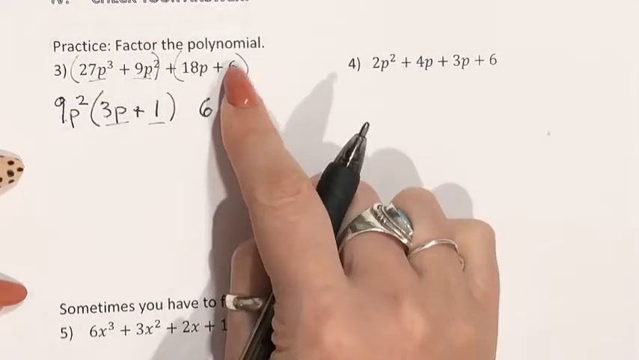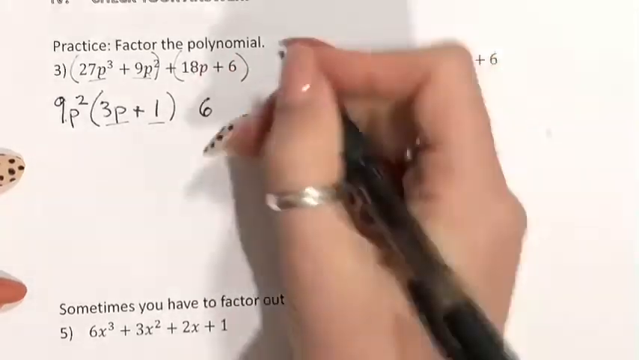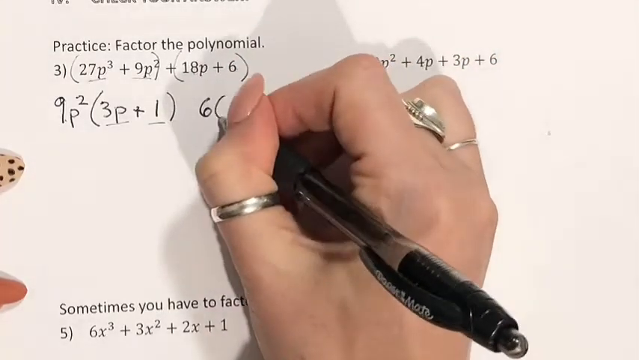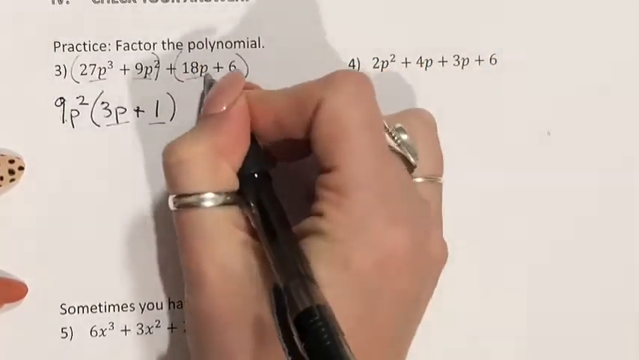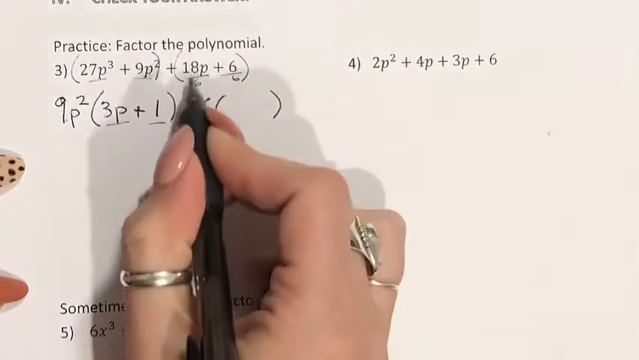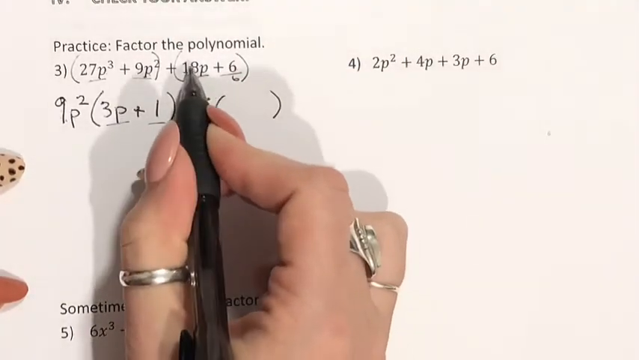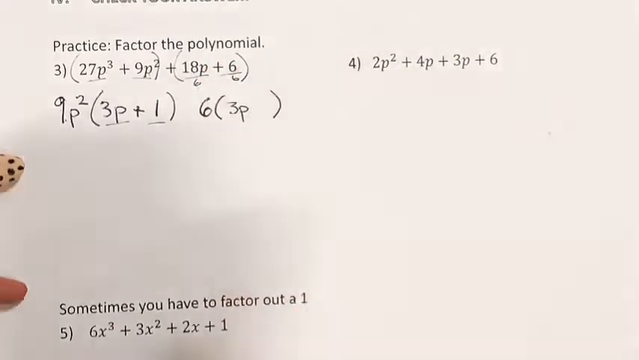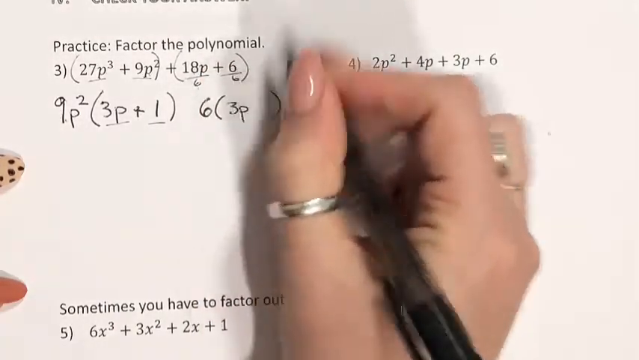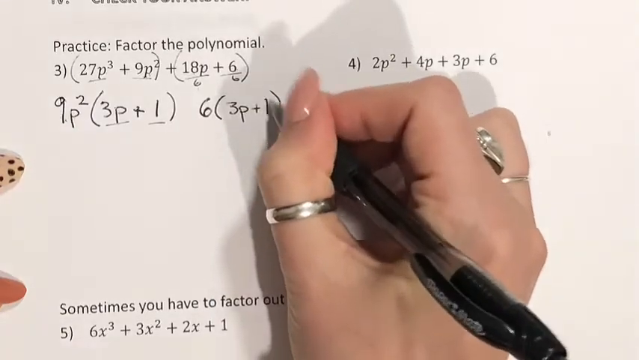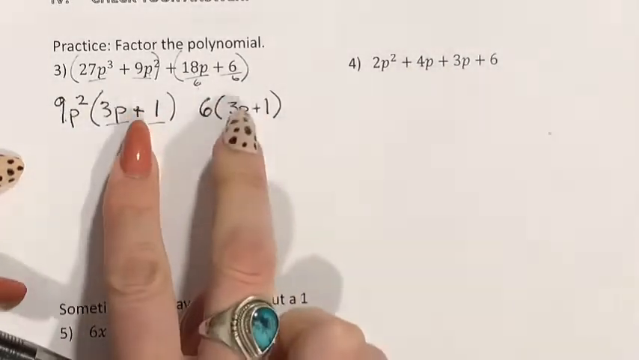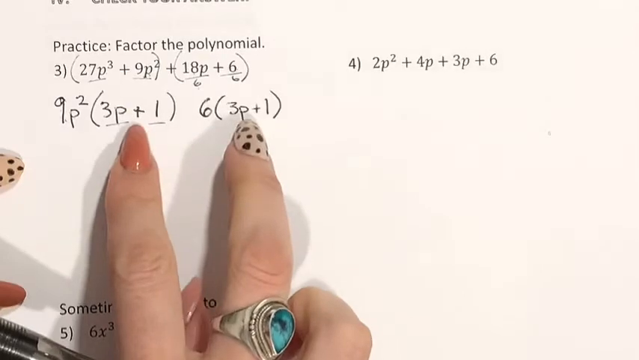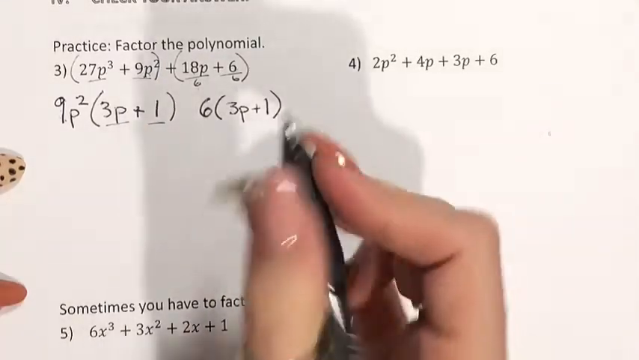And then this one has a p, but this one doesn't. So we can't take a p out. So all we can do is take a 6 out. And again, think of dividing it by 6. Well, 18p divided by 6. Well, 18 divided by 6 is 3. And then the p will stay on there. And then 6 divided by 6 is 1. So again, don't forget that 1 there. Here's your check. These should match. They're both a 3p plus 1. So that means we did our problem right.